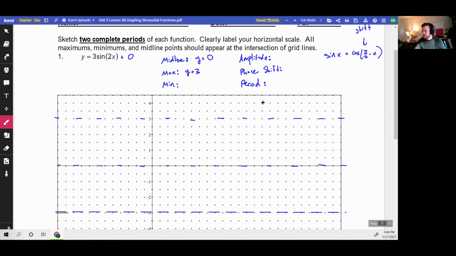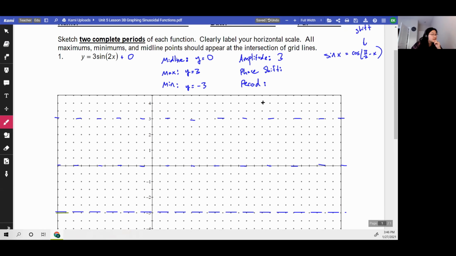Anyways, so we got our max, and I gave us our min. y equals -3. But what is the amplitude? The amplitude is how far from the midline it is to the maximum, or to the minimum if you're into the valley section. So that would be a 3.